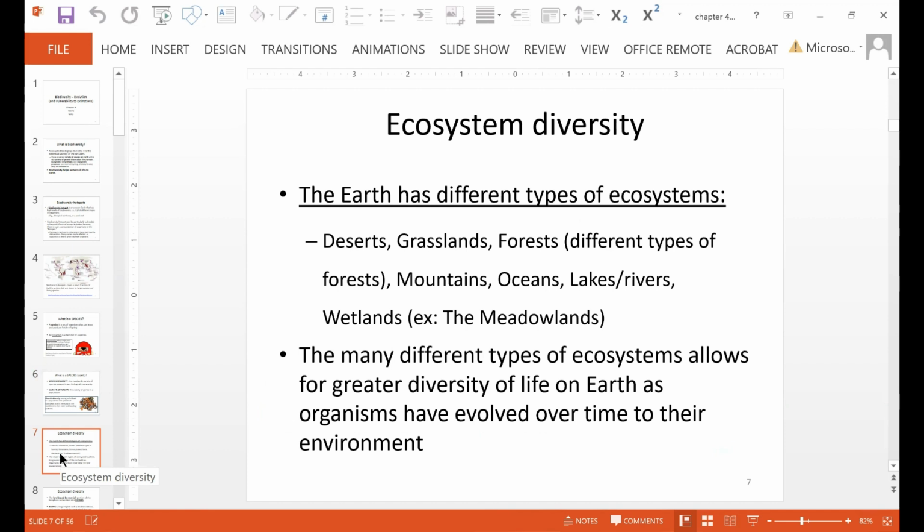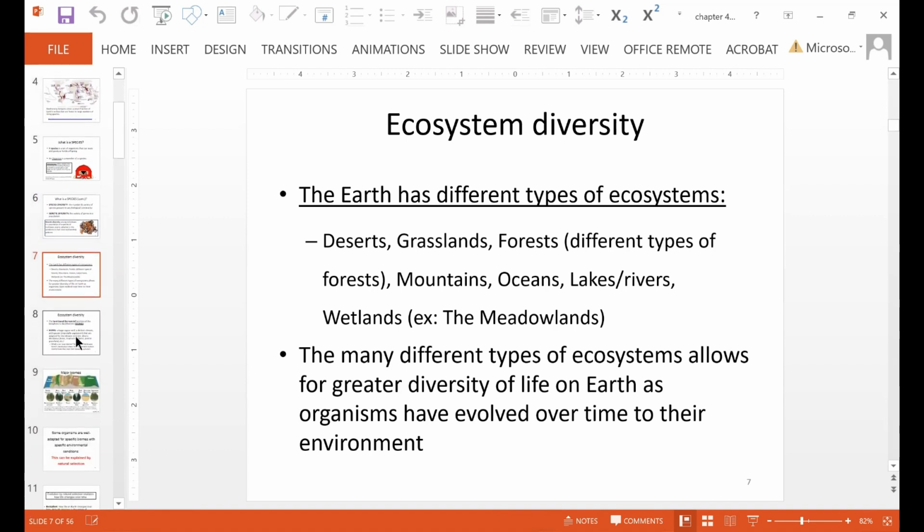The Earth has different types of ecosystems: deserts, grasslands, forests and different types of forests, mountains, oceans, lakes and rivers, and wetlands. For example, the Meadowlands in New Jersey. And the many different types of ecosystems allow for greater diversity of life on Earth as organisms have evolved over time to different types of environments.